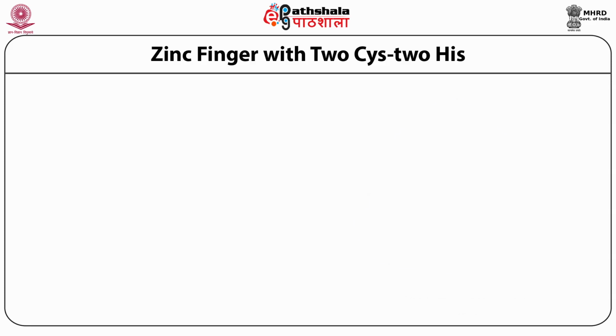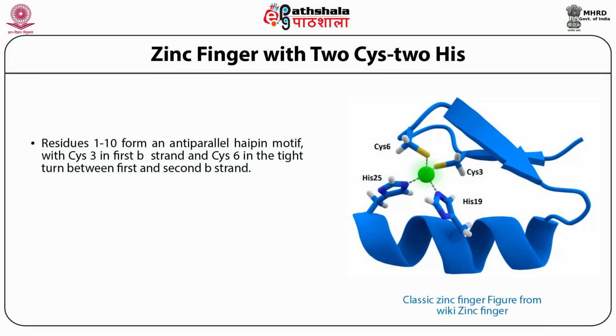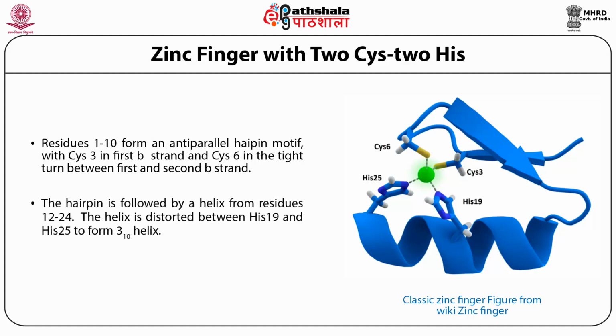In this case, residues 1 to 10 form an antiparallel hairpin motif with cysteine 3 in the first beta strand and cysteine 6 in the tight turn between the first and second beta strand. The hairpin is followed by an alpha helix from residues 12 to 24. The helix is distorted between histidine 19 and histidine 25 to form a 3-10 helix.